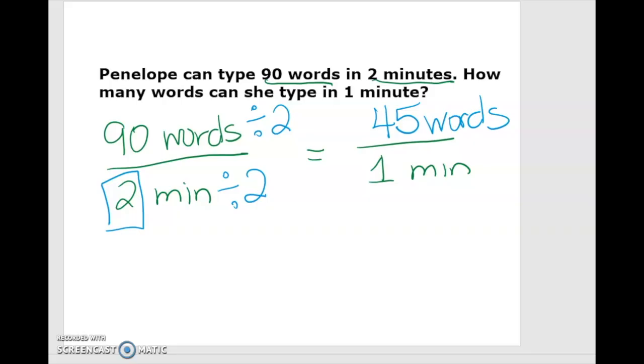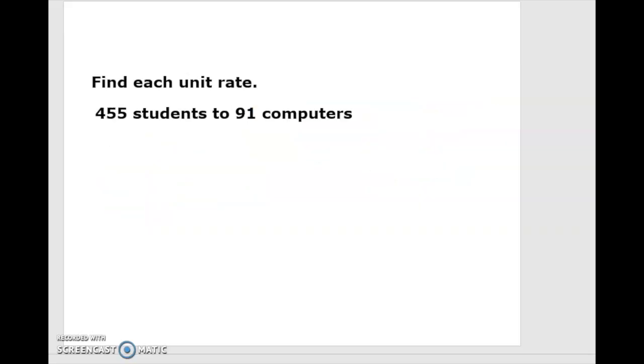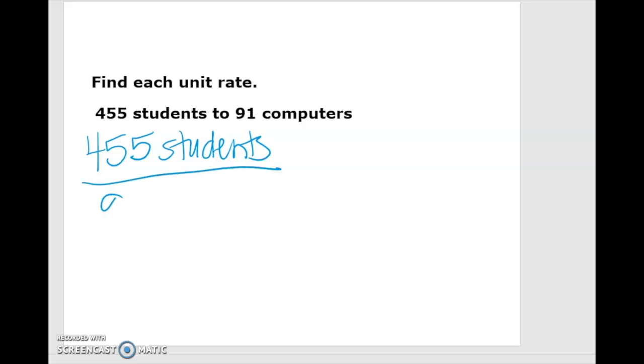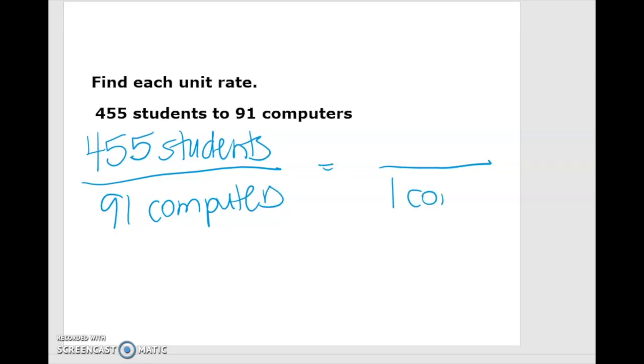Okay, let's look at another one. Now this one, the numbers are getting a little bit bigger. 455 students to 91 computers. So again, we set up our ratio, 455 students to 91 computers. We want to know how many students are sharing each computer.